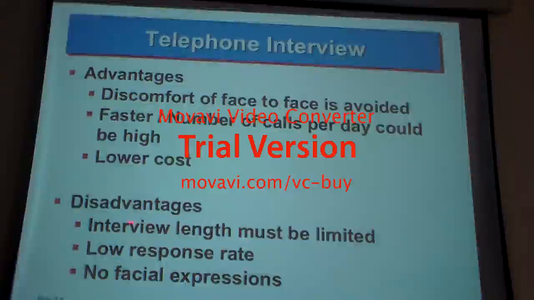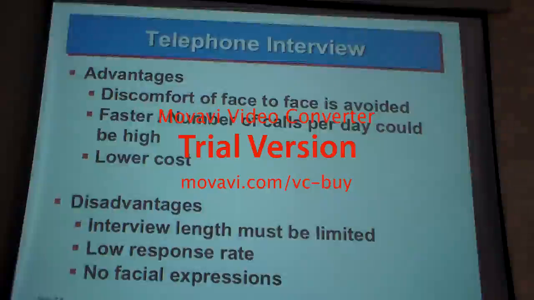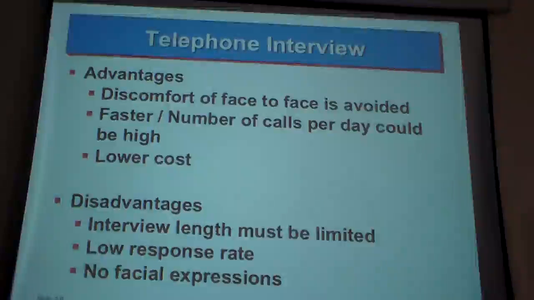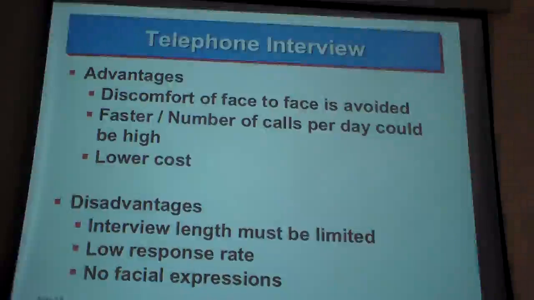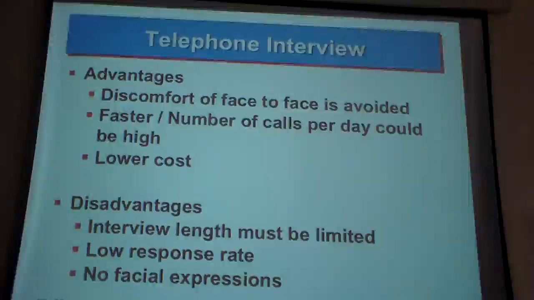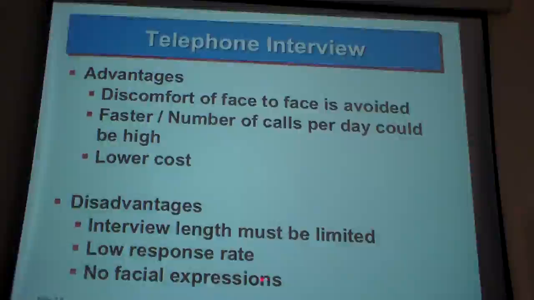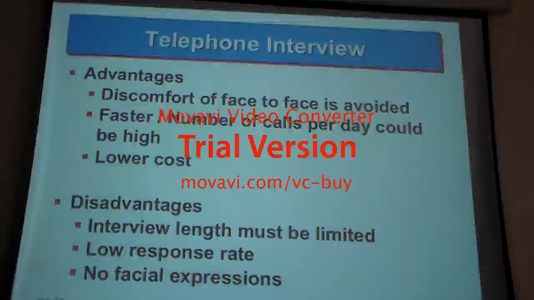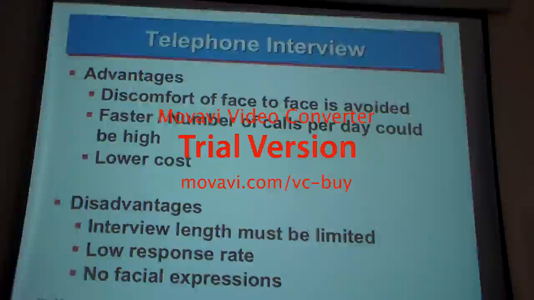It should be social. It shouldn't be involved in your work, but this is what happens with us. So low response rate is a disadvantage. Sometimes you will not pick up the phone, or just disconnect the phone. Busy. No facial expressions. You cannot understand some things from his face. Facial expressions, so body language.